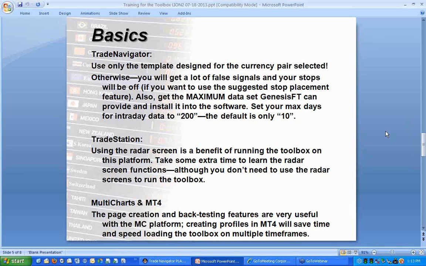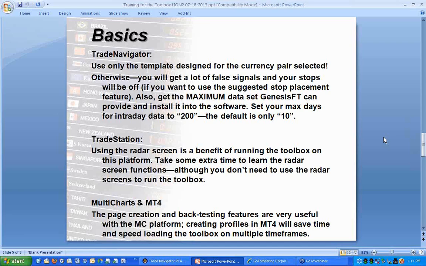On Multicharts and MT4, the page creation and back testing features are a little more useful. If you create profiles in MT4, it'll save time and speed loading the Toolbox on multiple time frames. Like on my profiles on MT4, I have it set up so that each time frame for the pairs I watch is one profile.